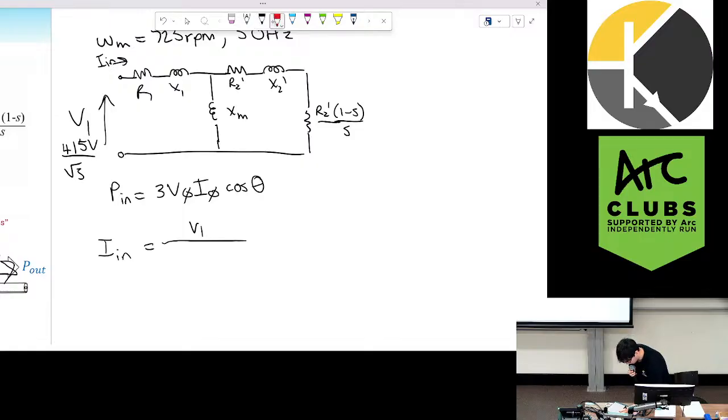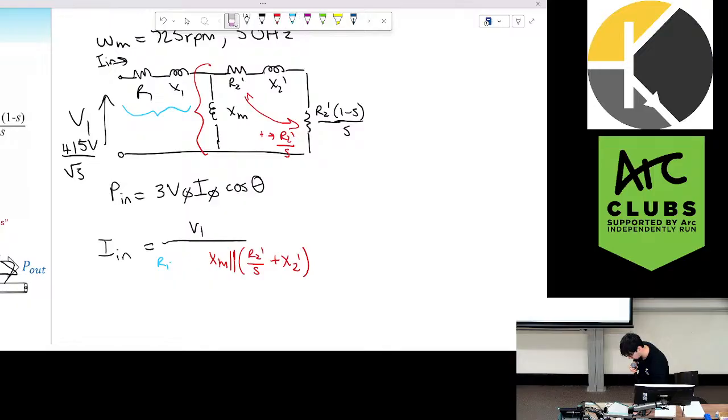So I'm going to make this all parallel. So this is XM parallel R2 dash plus X2 dash 1 minus S over S. These resistances, when you add them together, these become R2 dash over S. So we have R2 dash over S plus X2 dash. And then we're adding that in series with this. So this is X1 and R1. Don't forget the J's.